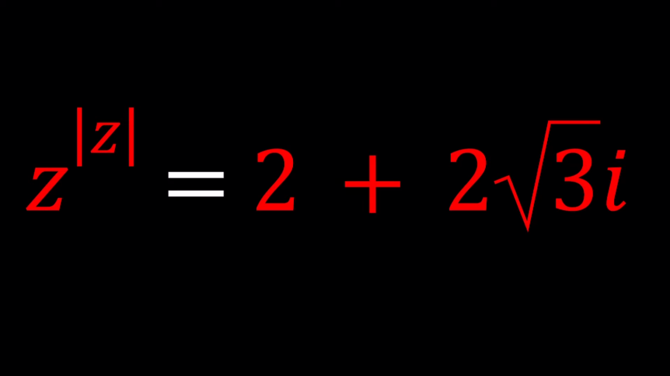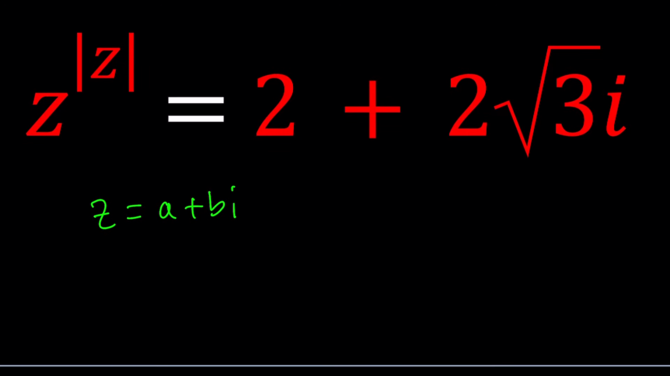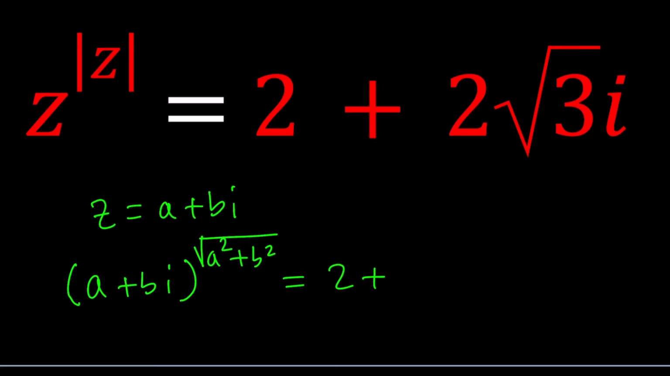So first of all, one of the things that you can probably think about, and my first thought was, why don't we replace z with a plus bi? Okay, good, let's do it. Z equals a plus bi. A lot of times this gives us a good solution, right? I mean, it's worth a try. And of course, we have a plus bi at the base, and the exponent is the absolute value, so that's going to be the square root of a squared plus b squared, equals 2 plus 2 root 3i.